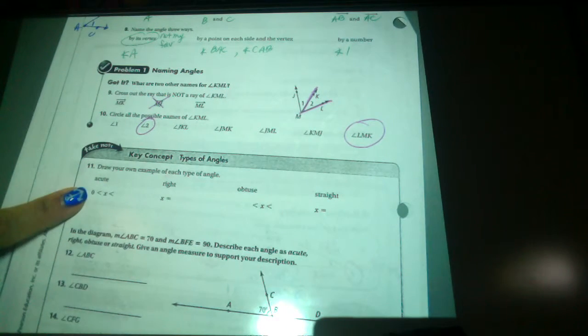Then you're going to draw your own example of each type of angle. Okay, so we've got acute, right, obtuse, and straight. So an acute angle is from 0 to how many degrees? Remember? Acute means acute. Well, if you think of something that's acute, what do you think of it as? Things that are acute are small, they're little.